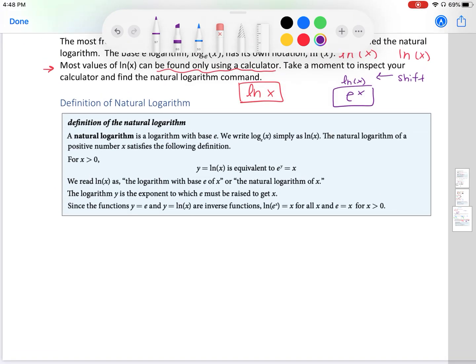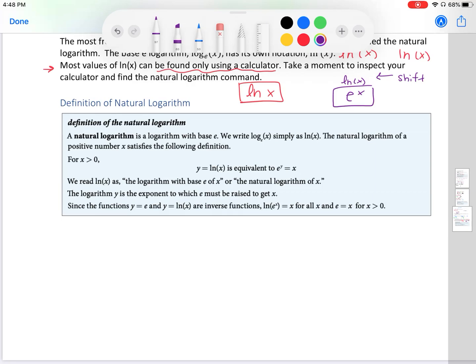Definition of natural logarithm. A natural logarithm is a logarithm of base e. We write log base e of x simply as ln of x. The natural logarithm of a positive number x satisfies the following definition. For x greater than 0, y is equal to ln of x is equivalent to e raised to the y power equals x. We read ln of x as a logarithm with base e of x, or the natural logarithm of x. The logarithm y is the exponent to which e must be raised to get x.